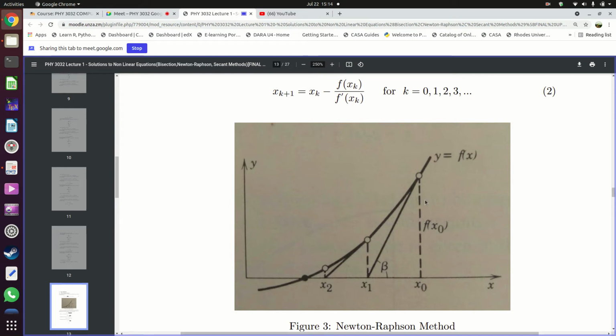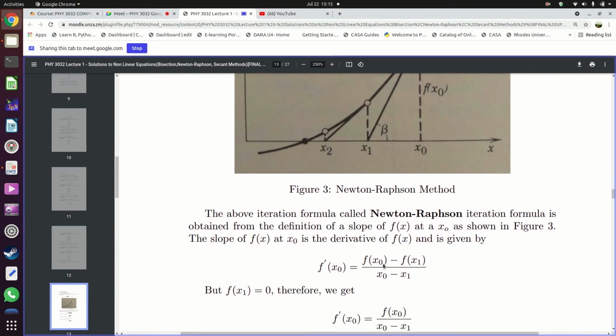So in this case, if you draw a tangent, like we have done here, you have your point x0, then you have the value of the function at x0, then you have this other point here, x1, and you know what the value of the function at this particular point is. We use this as a way of defining the slope. So when you do that, we're going to define our slope, which is also equal to the derivative.